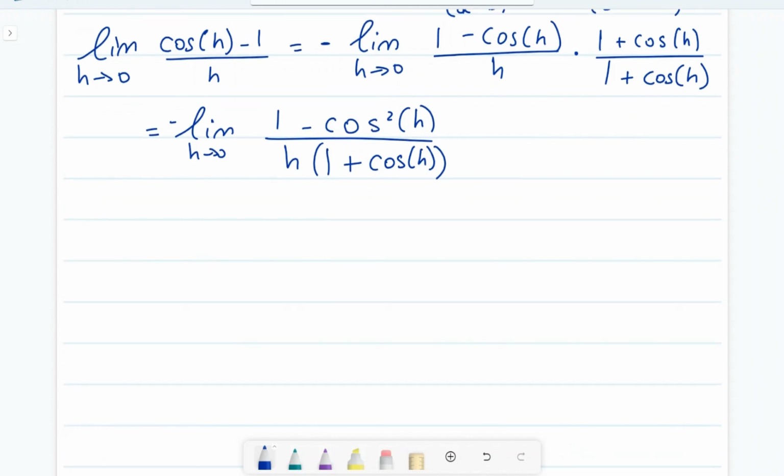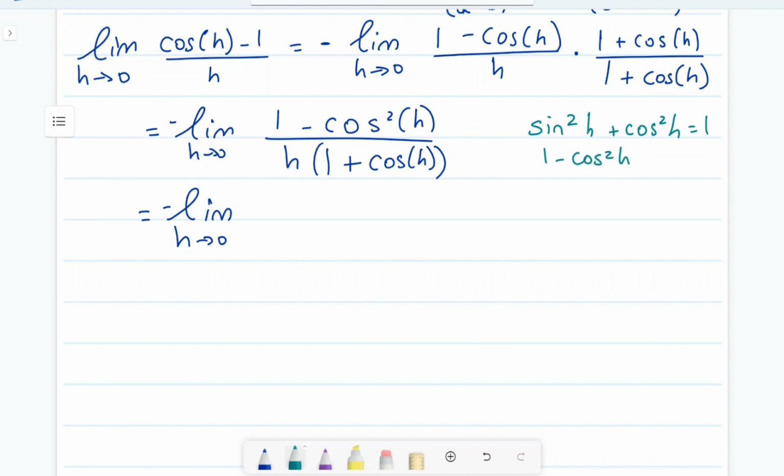Now let us continue. What can I do with 1 minus cos squared of h? Basically, we learned earlier some trigonometric identities. Sine squared plus cosine squared of x is 1, and for our cases we're using h. So 1 minus cosine squared of h equals sine squared of h. So I will write here sine squared of h divided by h times 1 plus cos of h.